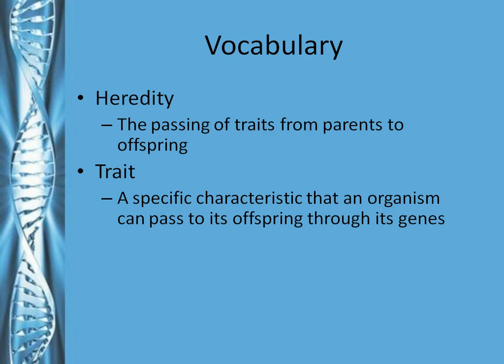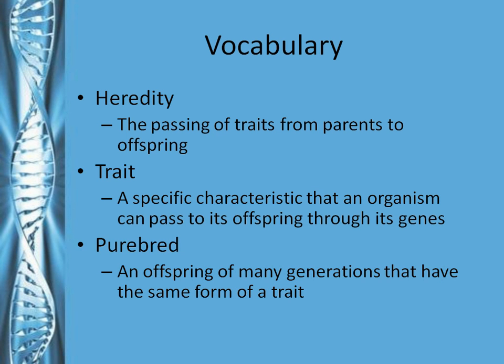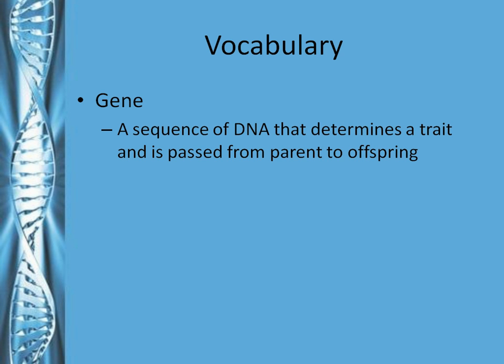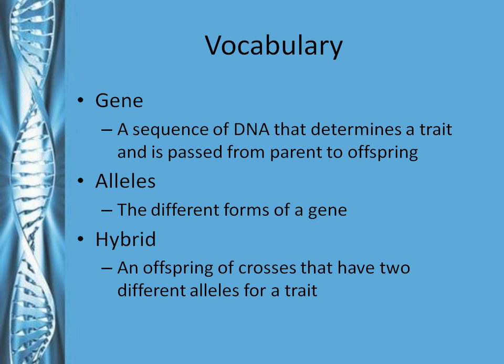The next one is trait, which is a specific characteristic that an organism can pass to its offspring through its genes. Followed by purebred, which is an offspring of many generations that have the same trait or the same form of a trait. The next word is gene, which is a sequence of DNA that determines a trait and it is passed from parent to offspring, followed by alleles, which are the different forms of the genes. Then hybrid, which is an offspring of crosses that have two different alleles for a trait.